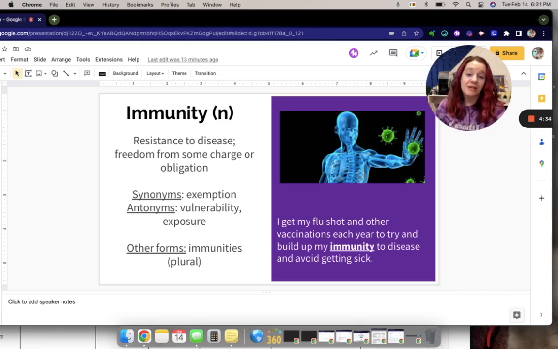You could also use immunity with that freedom from some charge or obligation. I know that in certain reality TV shows that have an elimination factor to them, someone can get immunity, which means they can't be sent home. I don't really watch any of them, so I don't know how that works. The bad reality shows I watch don't have that. But it means that you are free from worrying about whatever that charge is, and you get to stay.